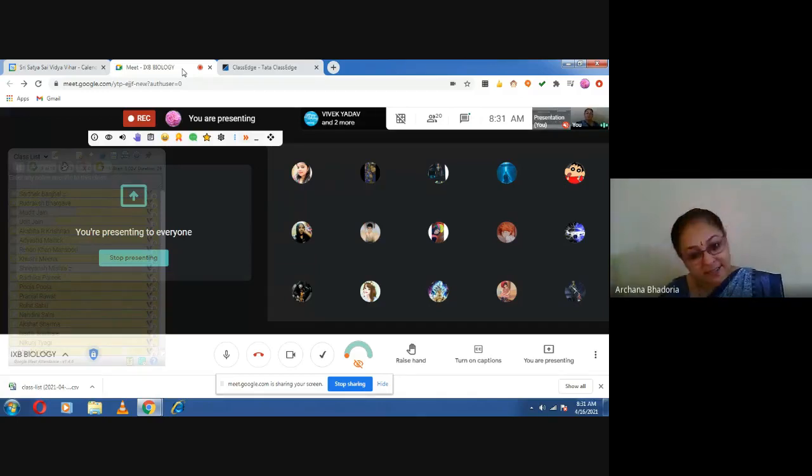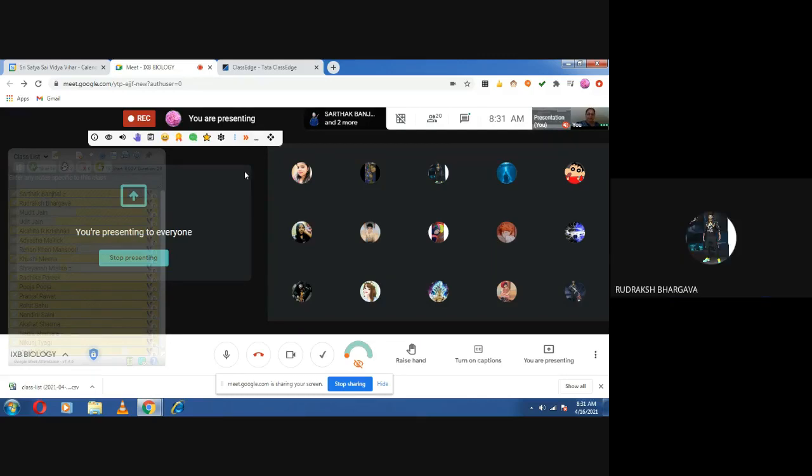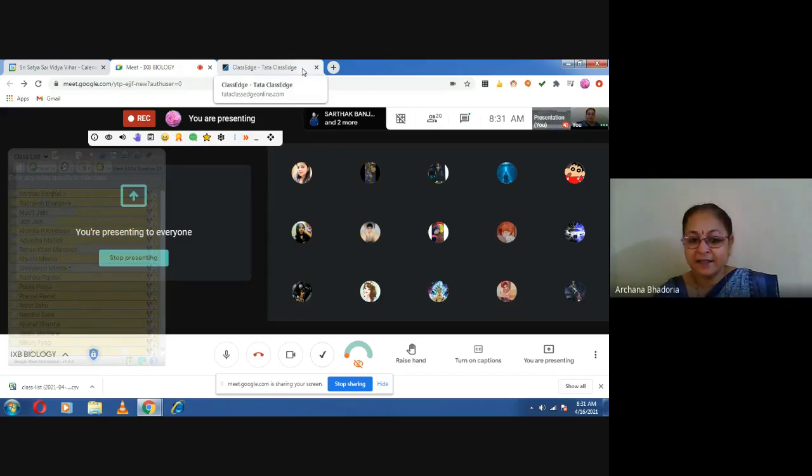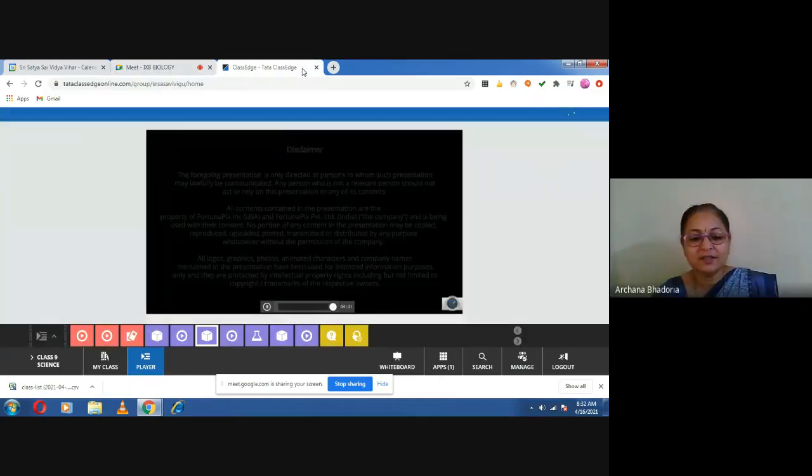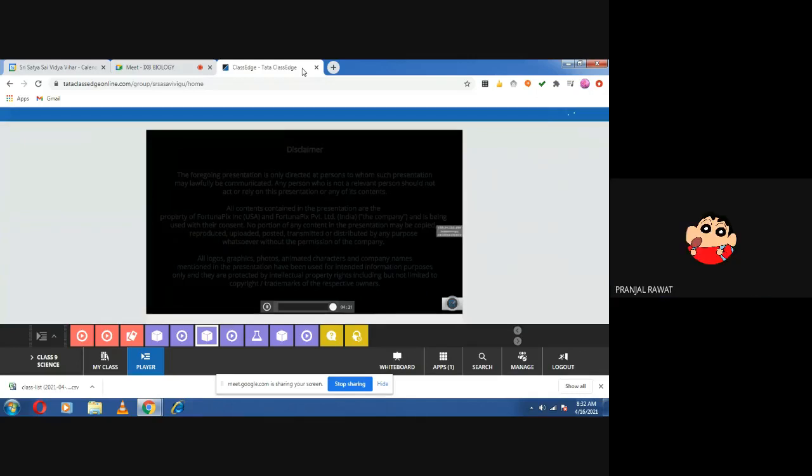Okay, and what will happen if exosmosis occurs in the plant cell? Can you all say? Ma'am, the cell membrane will shrink. The cell membrane will shrink, the whole content will come to one corner. And what is that phenomenon called? Plasmolysis. Is it clear? Plasmolysis.